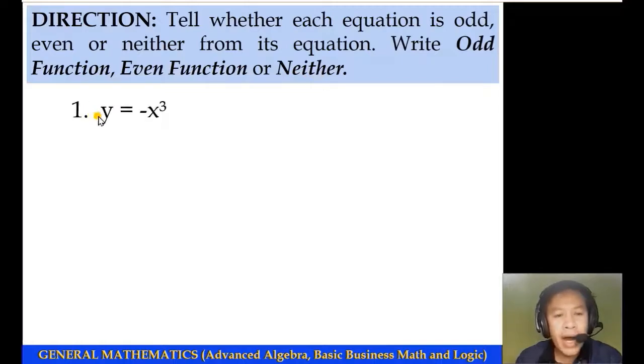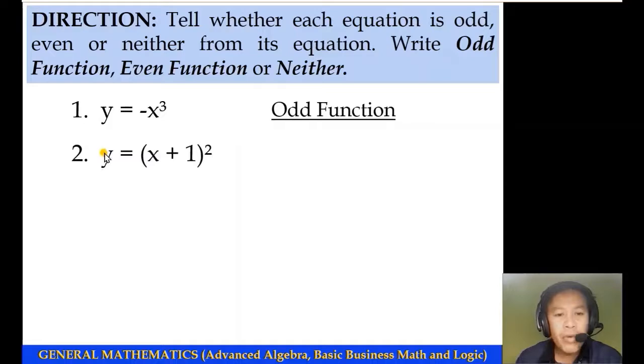Number 1. Y is equal to negative x cubed. Take note, this is obviously an odd function because the degree of the function is 3 and we have only a single term. And the point of symmetry is the origin, and this is the graph of a cubic function. And this is an odd function.